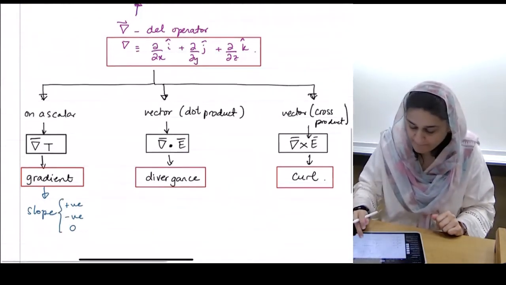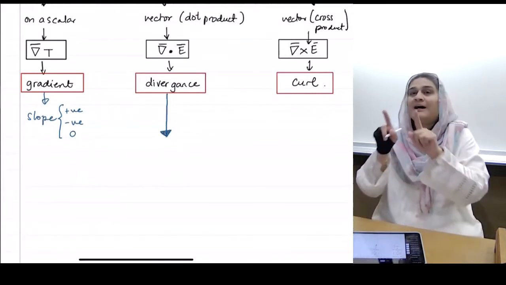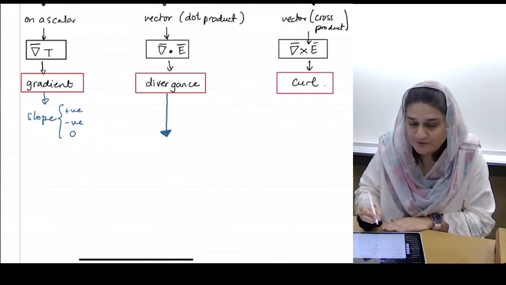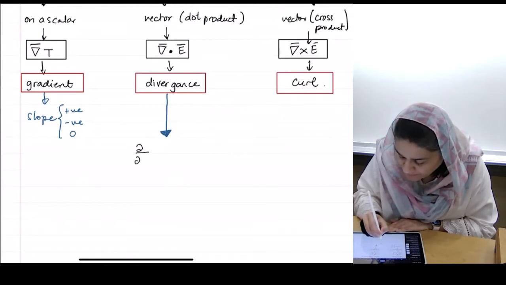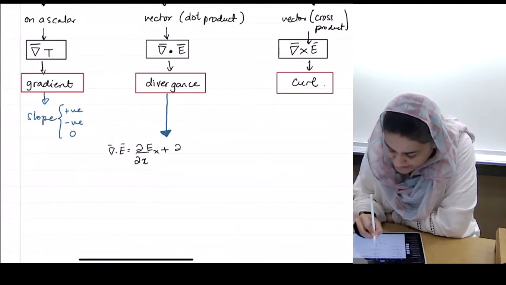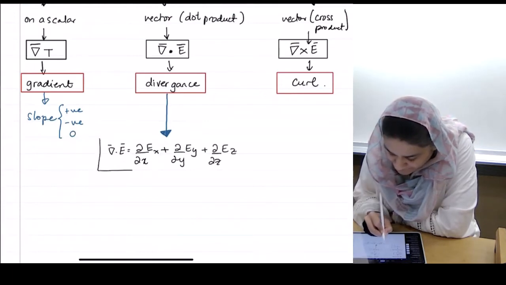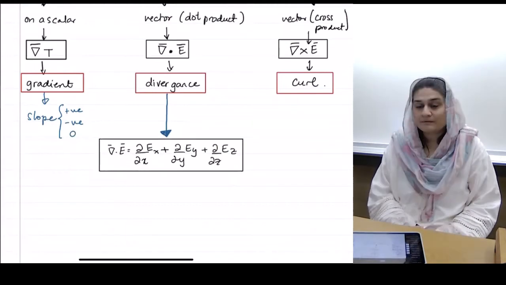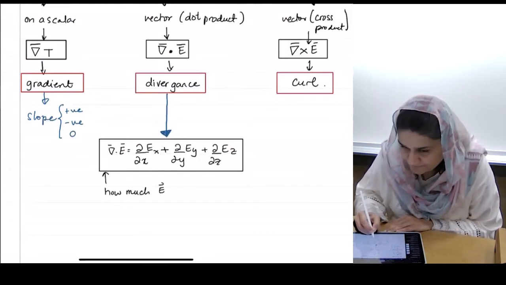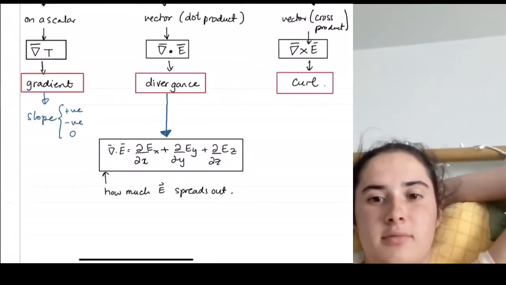Divergence is fun. Let me explain what divergence is. What does the word divergence mean? How much something goes away is what divergence means. So in terms of divergence, del dot E equals partial E_x over partial x, plus partial E_y over partial y, plus partial E_z over partial z. And that implies how much E spreads. Diverges. Diverges. Yep. Woohoo.